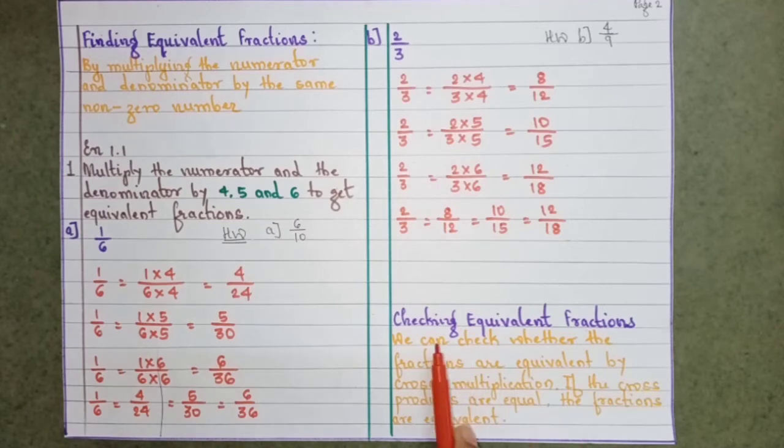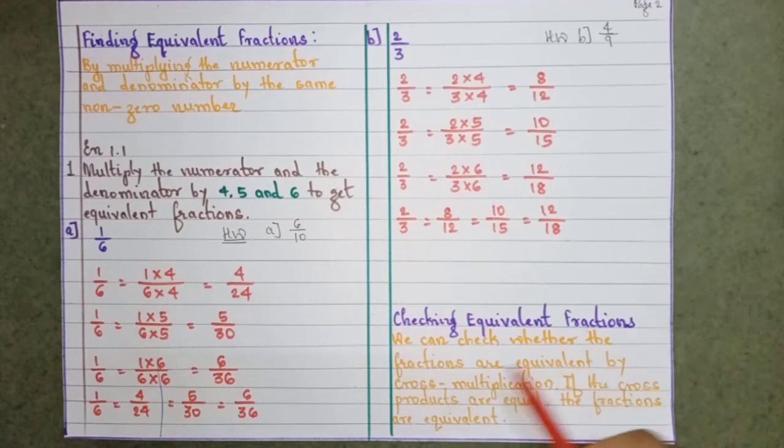Now let's see the next concept, checking equivalent fractions. Right now we have learned about how to find equivalent fractions by division and by multiplication, but whatever equivalent fractions we are getting, are those really equivalent? That we need to check. So how to check? For checking, we have to follow one method, and that method is called cross multiplication method. So to check whether the fractions are equivalent or not, we use cross multiplication method.